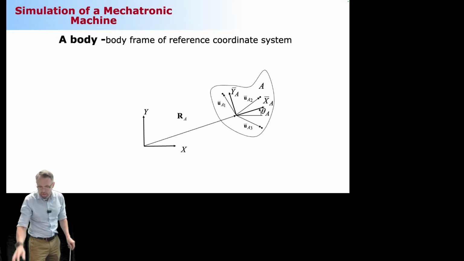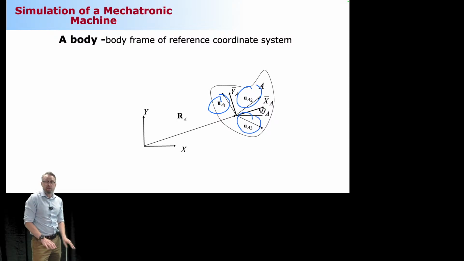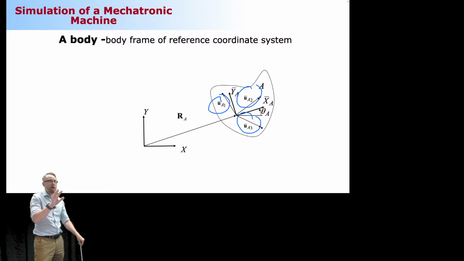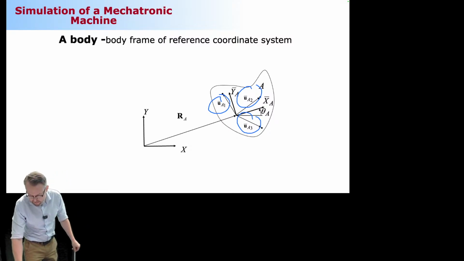Now again, I have this fantastic thing that each of these vector U bars are constant with respect to the body reference coordinate system. Why? Simply because the body cannot deform. It cannot deform. All right. So what next?